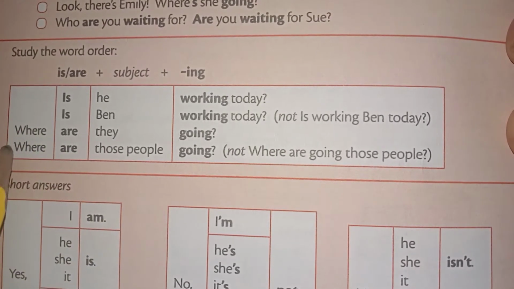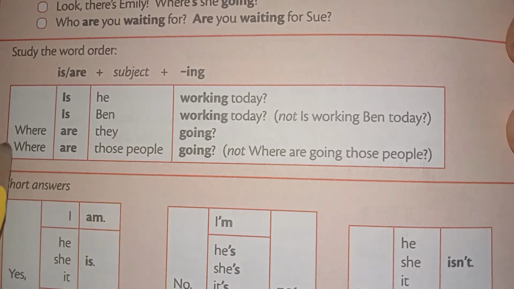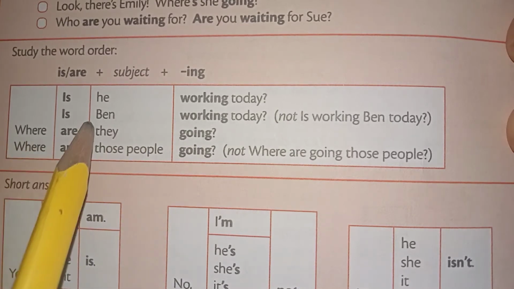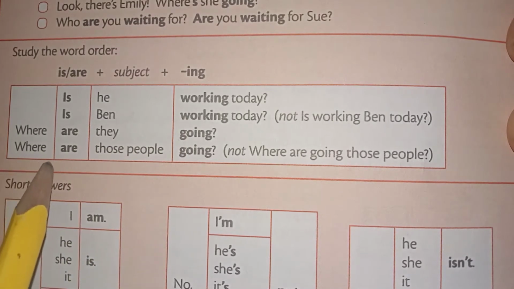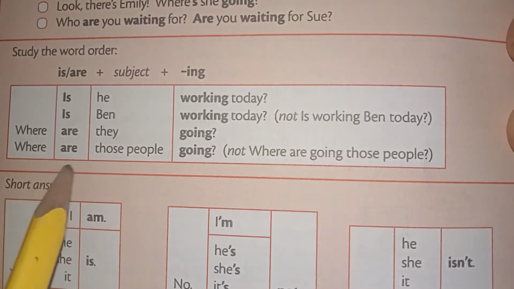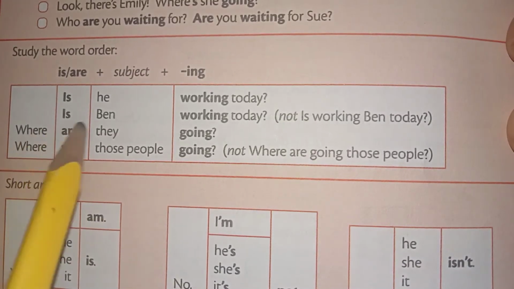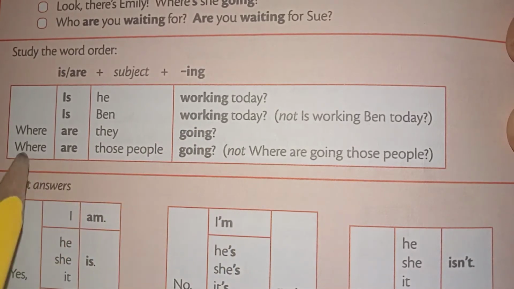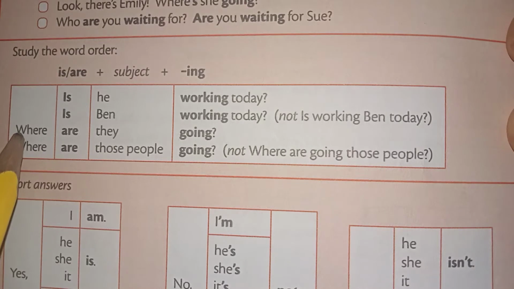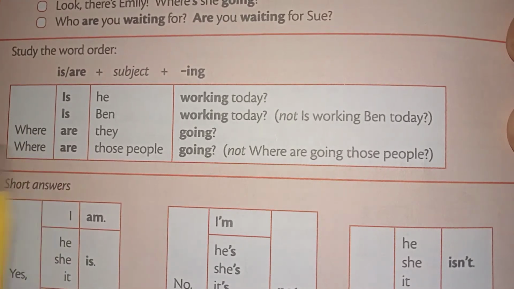Here we have where is he going? Where are they working? Where are those people going? Where is Ben working? You have to put the question word where in front, then these helping verbs.